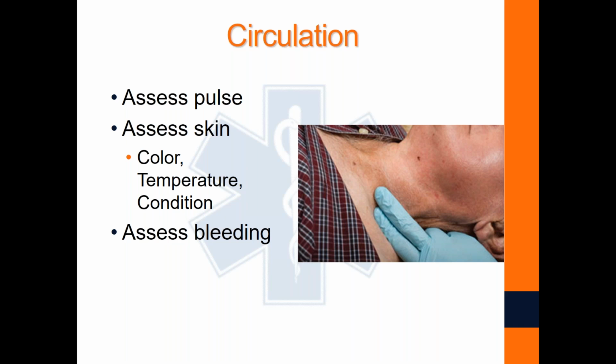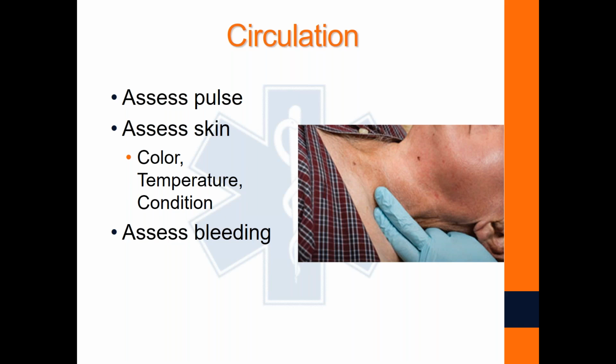So if I reach down and I go to feel my patient's radial pulse and they don't have one, but I reach up and I feel a pretty decent carotid pulse, what does that tell me about my patient's blood pressure? High, low, or just right? Low?